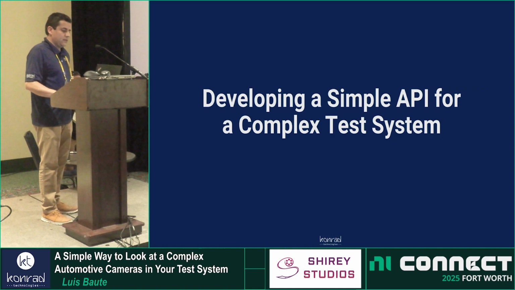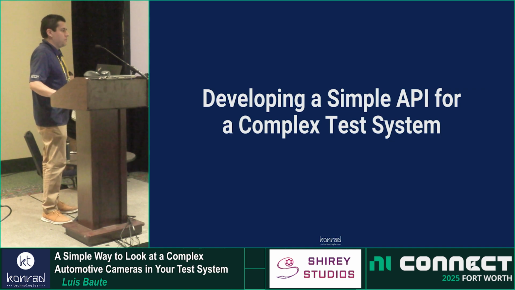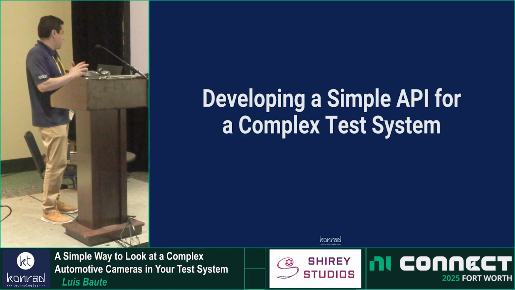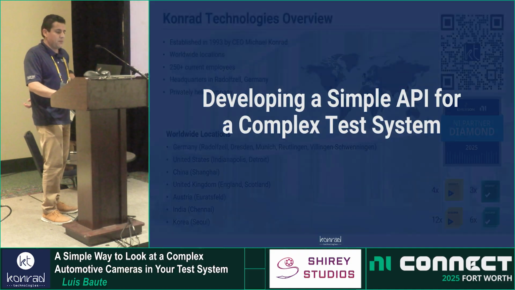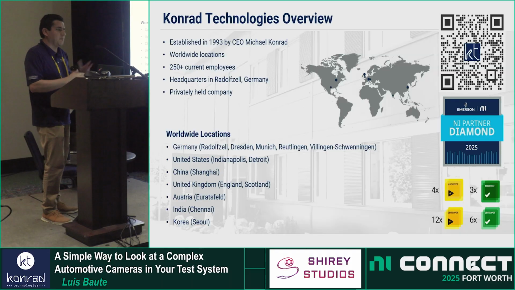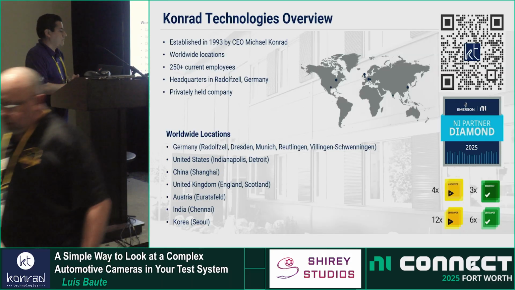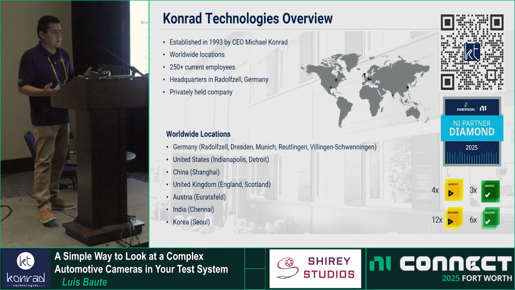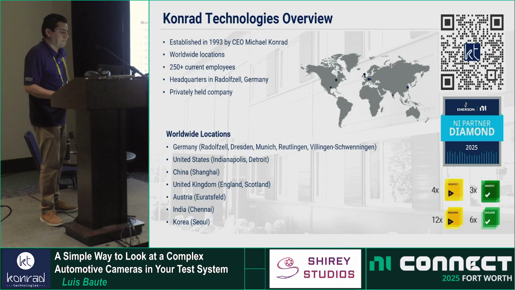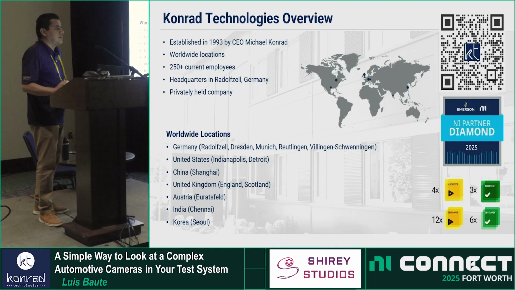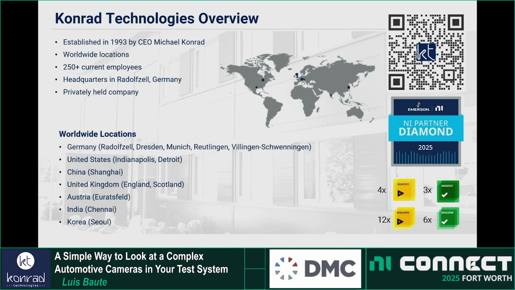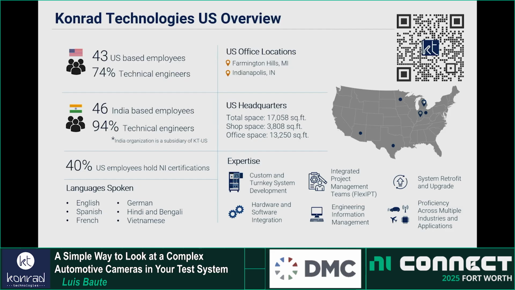What we're going to be presenting is developing a simple API for a complex test system. We're going to try to explain a little bit what we've done with a very complex system and how we achieved to simplify it. So first of all, a little bit of Konrad. Our headquarters are in Germany, but we have several offices in the US, in China, and across Europe. And also we have an office in India.